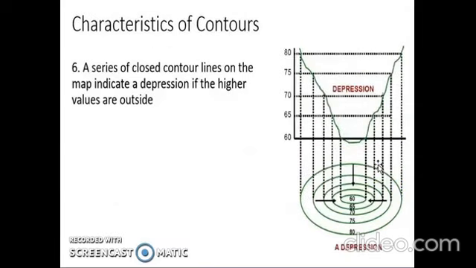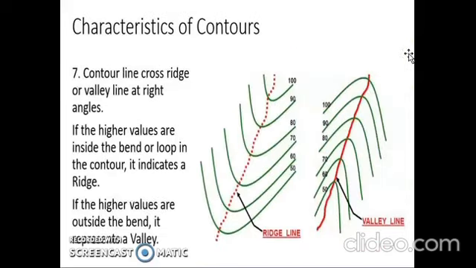Now if the lower value is inside and the higher value is outside, it indicates a depression. So we will consider the same procedure. This is 80, this is 75, 70, 60, 60, 65, 60. So if you project 60 here, obviously on the vertical scale it has to be 60, 65, 70, 75 and 80. We cannot change the vertical scale. So if you plot this on the vertical scale and if you connect these points, it is a depression. So a series of closed contour lines on the map indicate a depression if the higher values are outside.